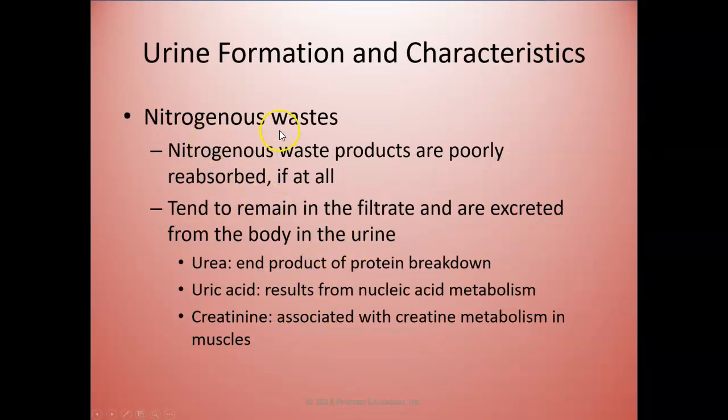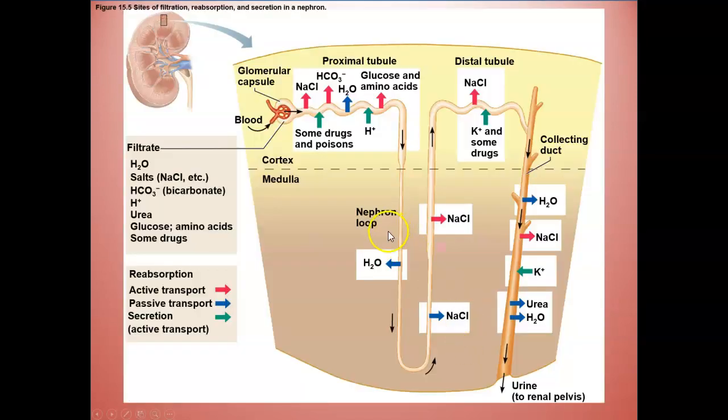So the major thing we're dealing with, as we mentioned before, was nitrogenous waste. Nitrogenous waste products are poorly reabsorbed, if at all. They tend to remain in the filtrate. So the things that we're trying to get rid of are urea, uric acid, and creatine. We can get urea from protein breakdown, uric acid from nucleic acid metabolism, and creatine, which is associated with metabolism in muscles. Okay. And again, I kind of mentioned those before there.